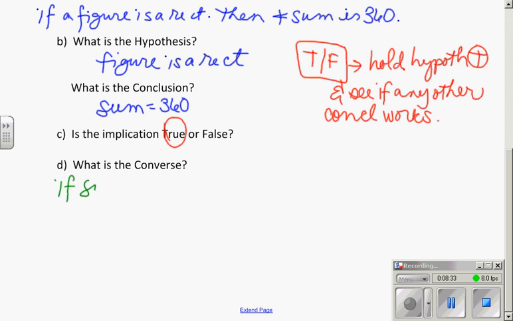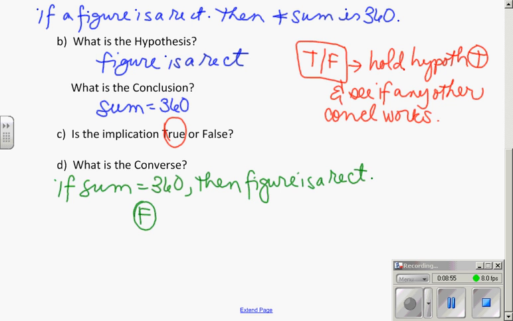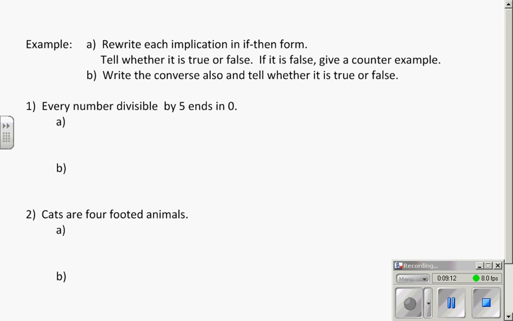Now when I write the converse, I will write if the sum equals 360, then the figure is a rectangle. Now if I look for true or false here, if I hold if the sum is 360, does it have to be a rectangle? The answer is no. My counterexample, I could have a circle. The sum of a circle is 360. I could have a trapezoid, which is not a rectangle but also has 360. And you just need one counterexample.